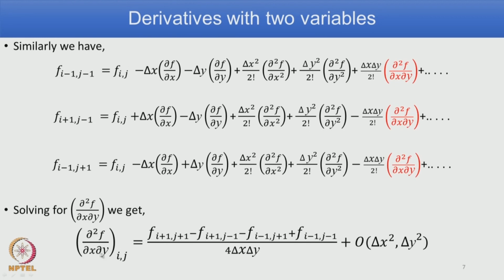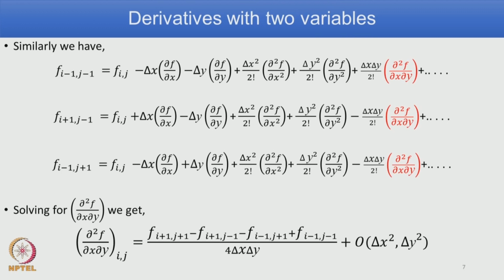So, dou squared f by dou x dou y, which is evaluated at i comma j with function values considered from neighboring points, that is f of i plus 1 j plus 1, i plus 1 j minus 1, i minus 1 j plus 1, i minus 1 j minus 1, and 4 times delta x and delta y, and this is of order delta x squared as well as delta y squared. So, it is second order accurate in both x direction as well as y direction.